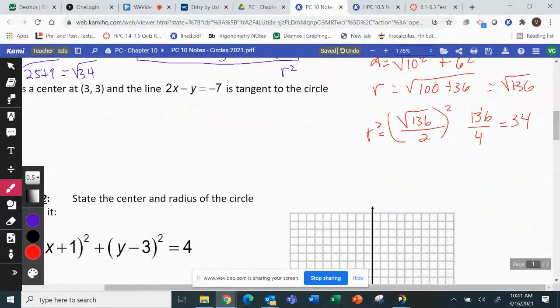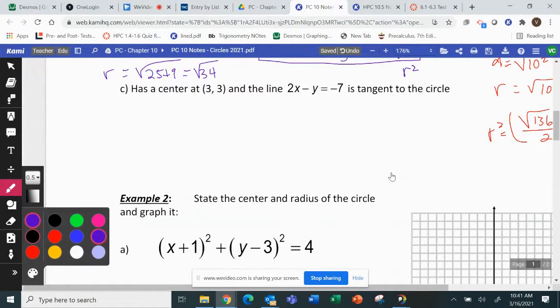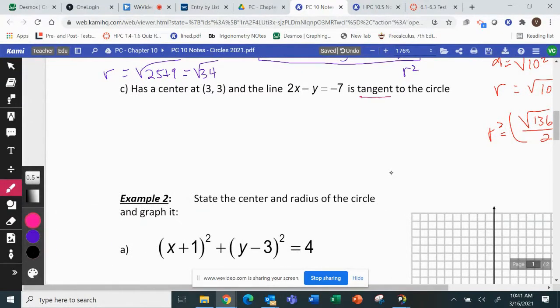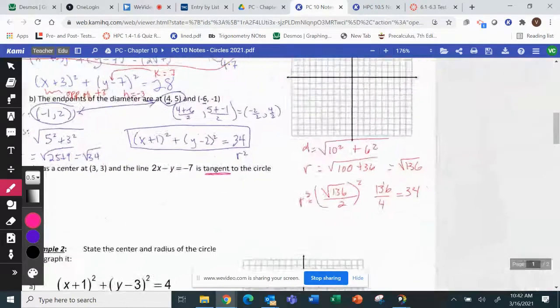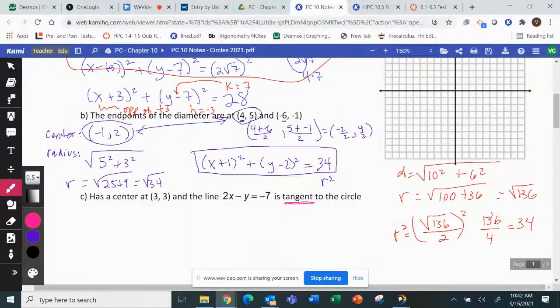Okay, the next one, we talk about the phrase tangent. So when you were in geometry, hopefully you learned what tangent to a circle means. And if not, here we go, quick review. We're going to find a circle that has a center at 3, 3, and this line is tangent to our circle. So what I'm going to do first is, you saw that graph sitting over there. I have that there so we could visualize this one. So center at 3, 3.